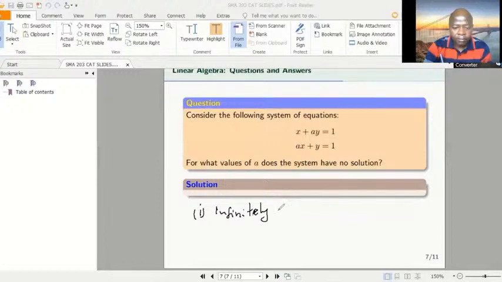Many solutions. I don't know whether that is spelling, but you can check. So what would be the value of A if the system is to have several solutions, infinitely many solutions? And two, what would be the value of A if this system is to have a unique solution?